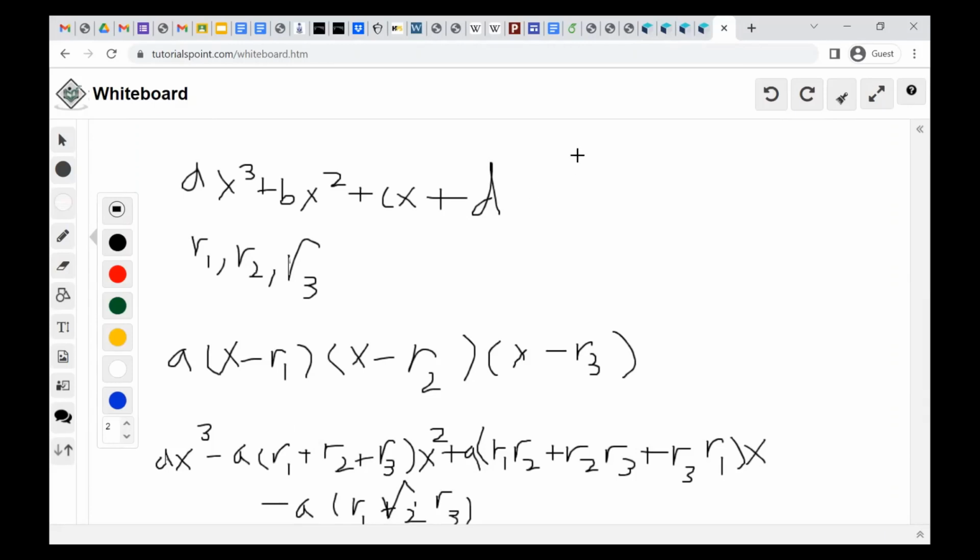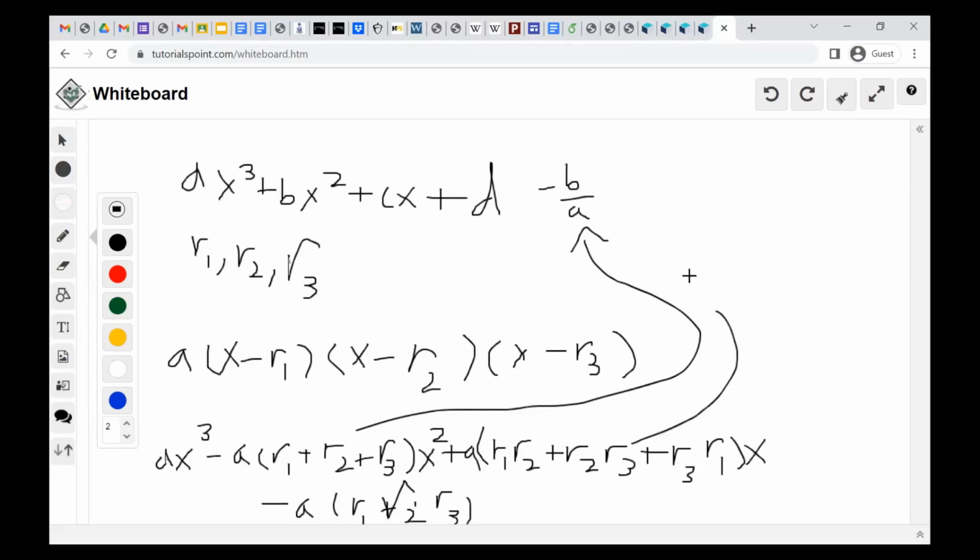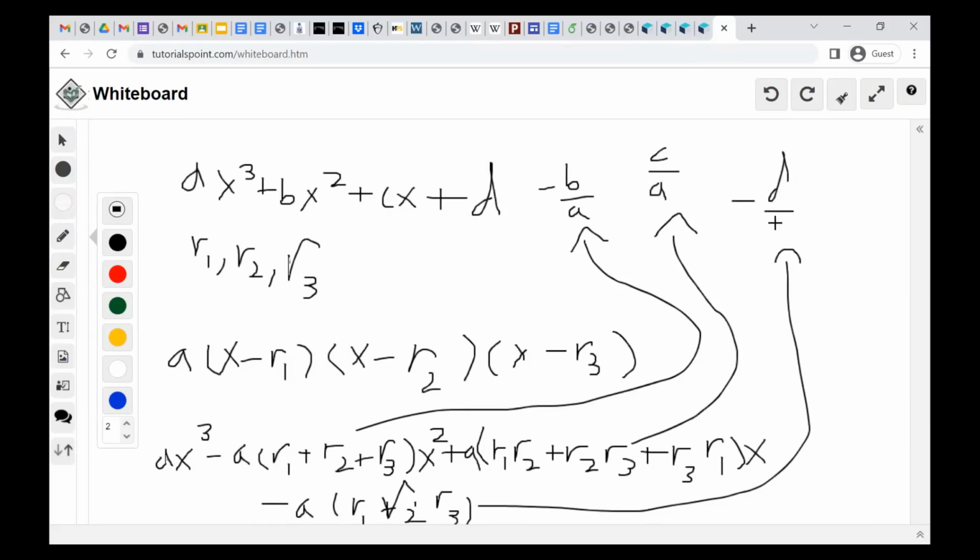So this means that R1 plus R2 plus R3 has to equal what? Since negative a times R1 plus R2 plus R3 equals b, this equals negative b over a. Since a times this equals c, R1 R2 plus R2 R3 plus R3 R1 equals c over a. And for this one, negative a times R1 R2 R3 equals d, so the product of the roots is equal to negative d over a.